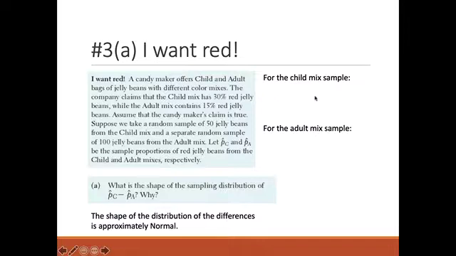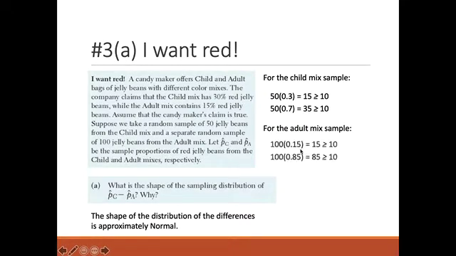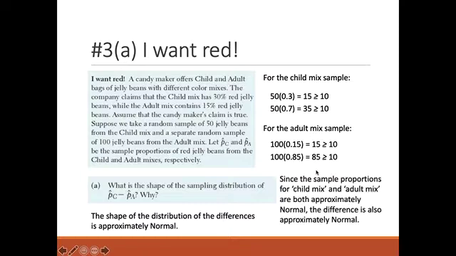For the child mix, we're taking a sample size of 50. The success rate is 30% red jelly beans. The failure rate is 70%. Both of those values are greater than or equal to 10. It's the same thing for the adult mix. The sample size is 100. The success rate is 15%. The failure rate is 85%. Again, the expected success and failure counts are both 10 or more.